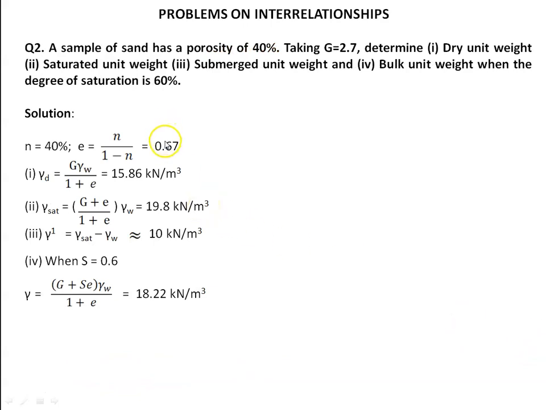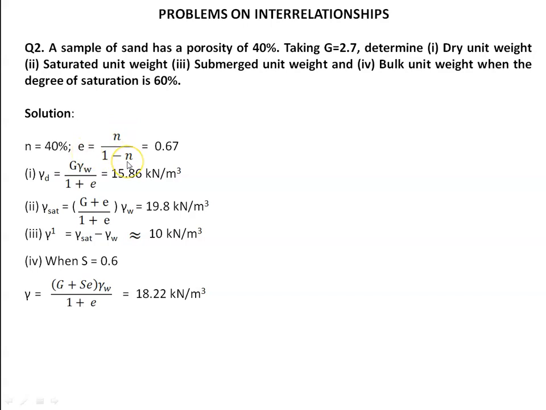Then the second problem is: a sample of sand has a porosity of 40%. Taking specific gravity equal to 2.7, determine dry unit weight, saturated unit weight, submerged unit weight and bulk unit weight when the degree of saturation is 60%. So here porosity is given as 40%. So knowing the porosity, we can find the void ratio using the equation e = n/(1-n).